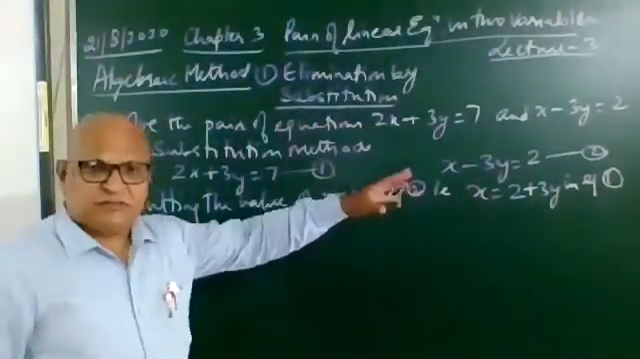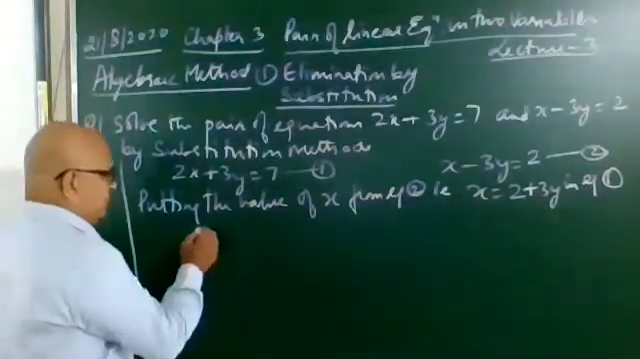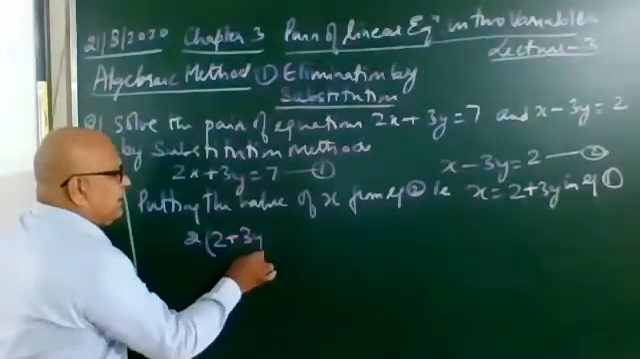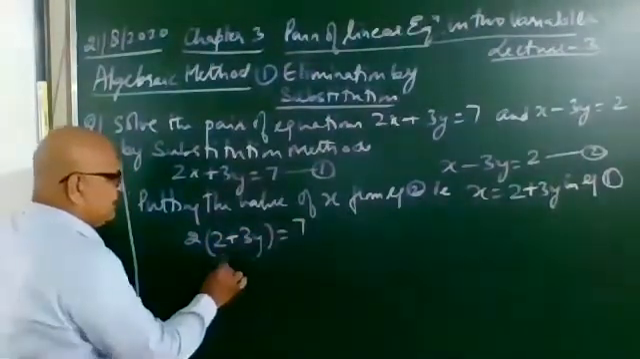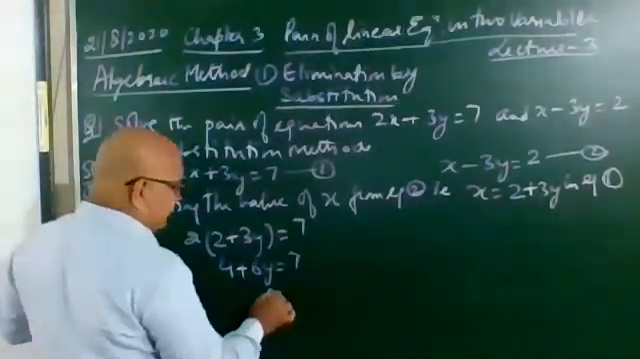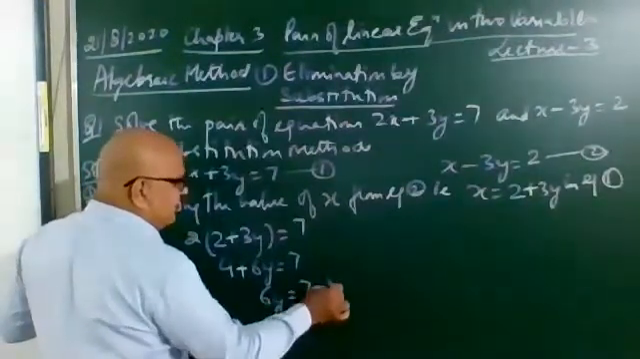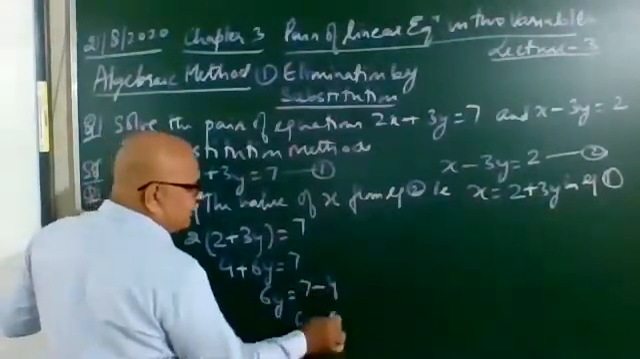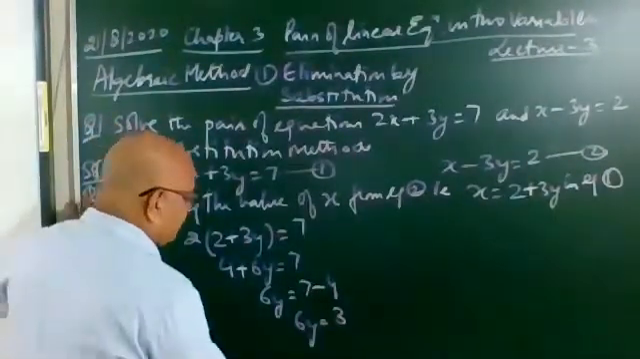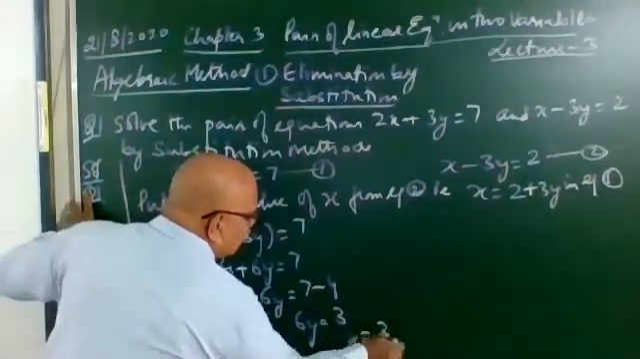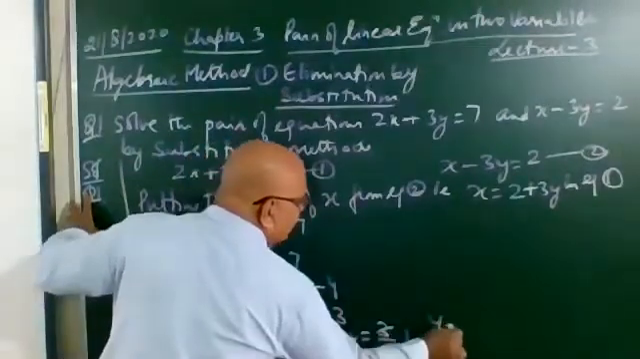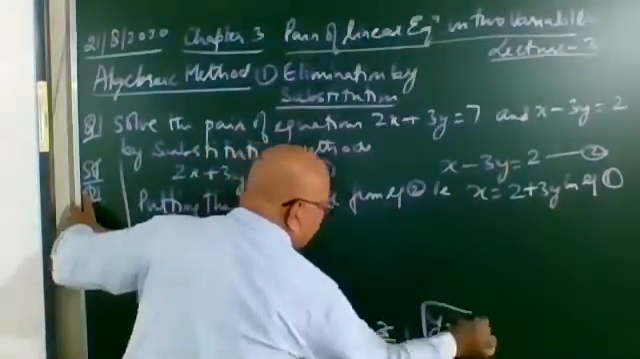From the first, now x, so 2 into (2 plus 3y) equal to 7. That is 4 plus 6y equal to 7. So 6y equal to 7 minus 4, 6y equal to 3. Now y equal to 3 upon 6, that is 1 by 2. So y equal to 1 by 2.